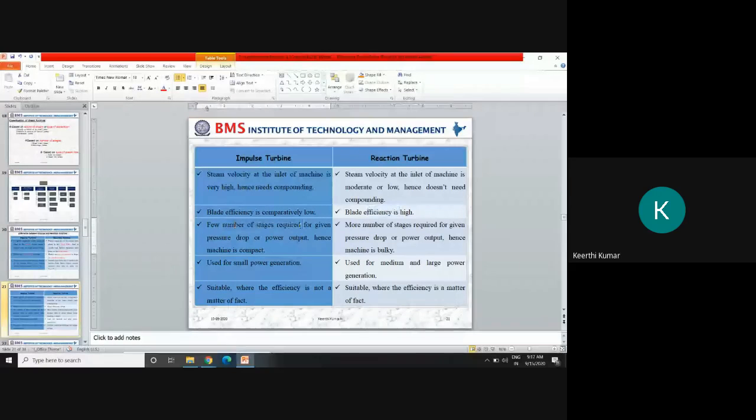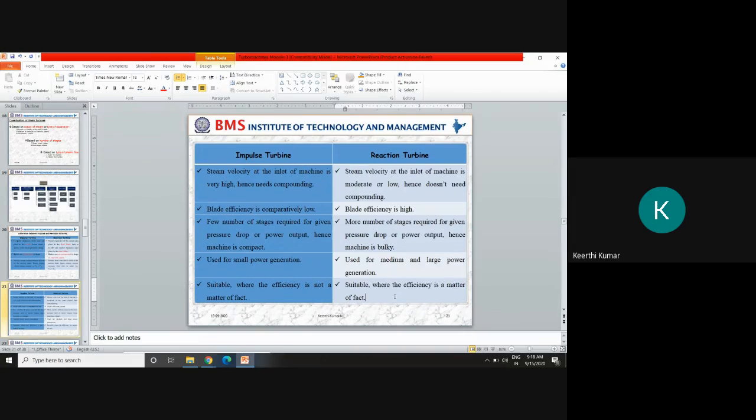A few stages are required for obtaining the desired pressure drop in impulse. Here, more stages are needed. Impulse is used for small power generation; reaction is used for medium and large power generation. The impulse turbine is used where efficiency is not important for us. But wherever efficiency is important, we use the reaction turbine.